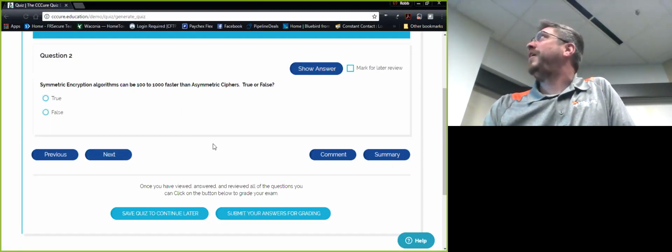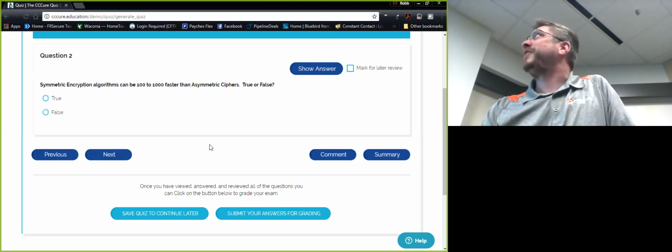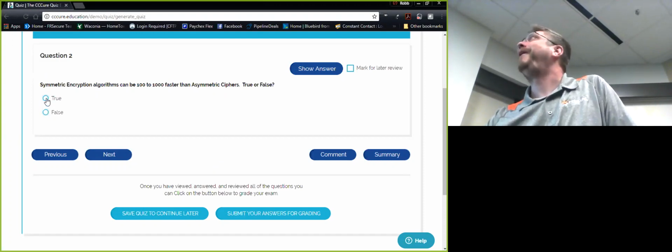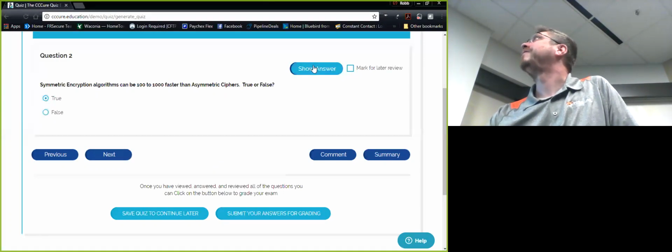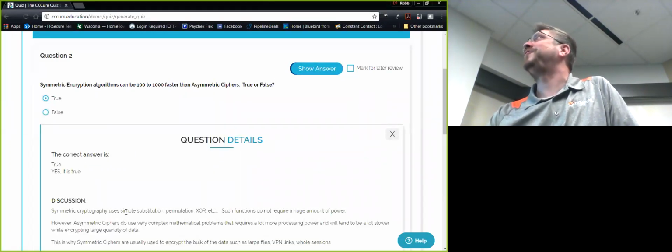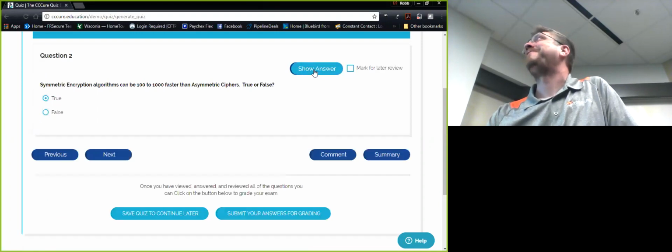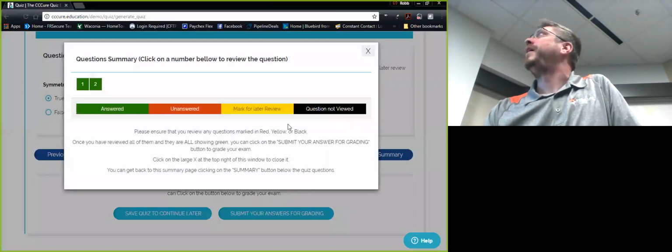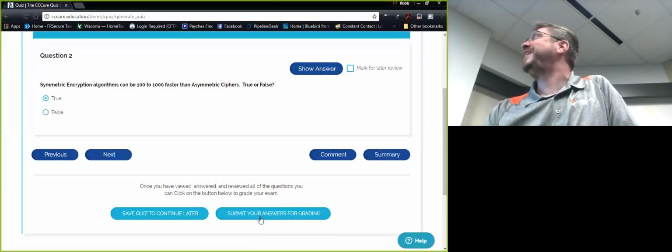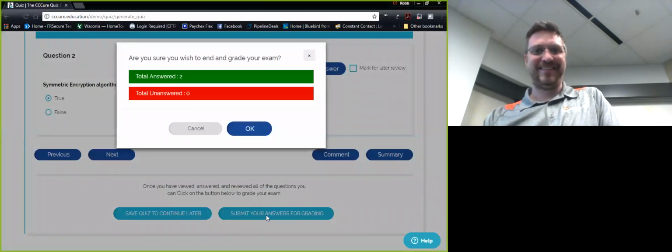Symmetric can be 100 to 1,000 times faster than asymmetric. True or false? Well, yes, it is true. There you go. And we're just crushing these tests.